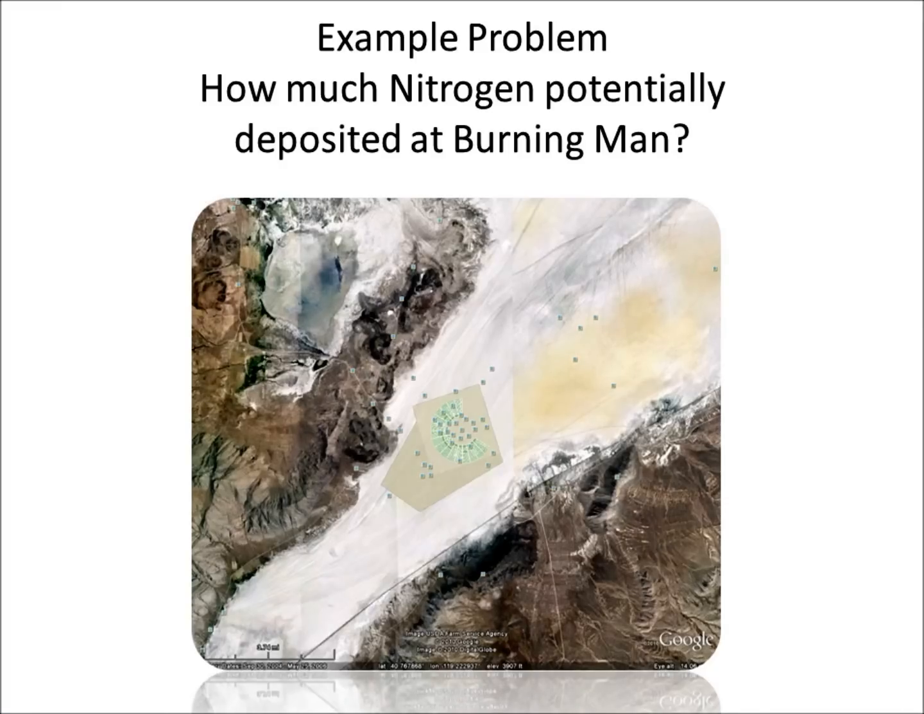So let's try to apply our factor label method to do conversions to estimate the amount of nitrogen that's potentially deposited at Burning Man during the 8 days of the festival. For those of you who don't know where that is, it's about 90 plus miles to the north and east of here in the Black Rock Desert.